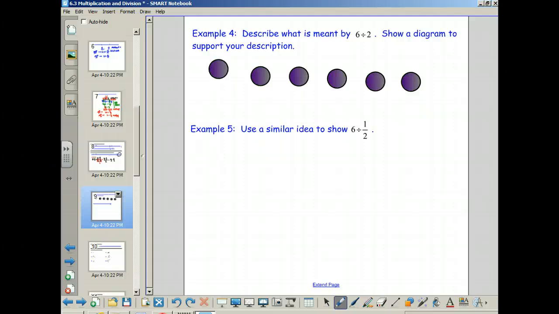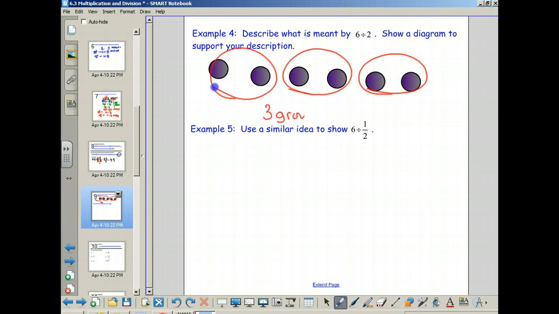So we have 6, and I take 6 people and I make 2 groups with them. The other way that we can talk about division is we can talk about division as though we're creating groups of size 2, kind of like when I put you in pairs or groups in class. I want to do groups of size 2. So if I do groups of size 2, I circle pairs, and I end up with 3 groups of size 2. And I like that because that lends itself very well to talking about 6 divided by 1/2.